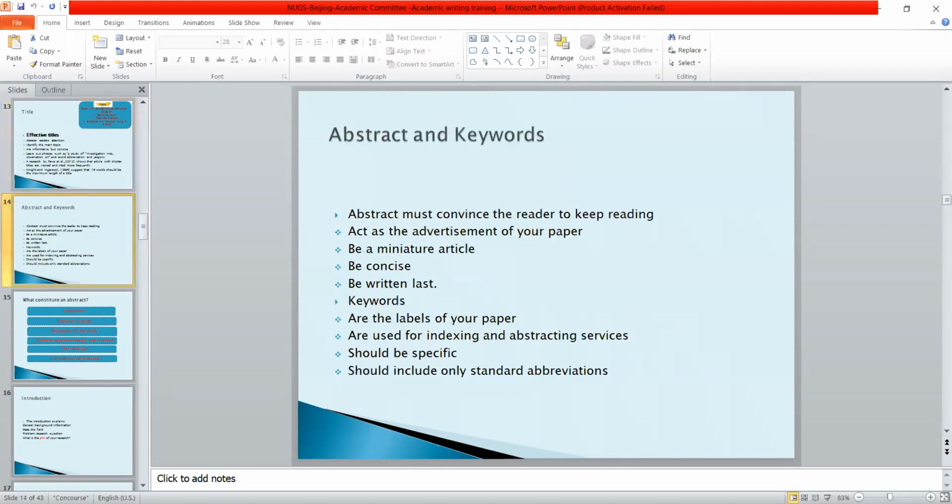Now let's look at the abstract and keywords. The abstract must convince the reader to keep reading. That is the purpose. It must convince the reader to keep reading. Now, act as the advertisement of your paper.